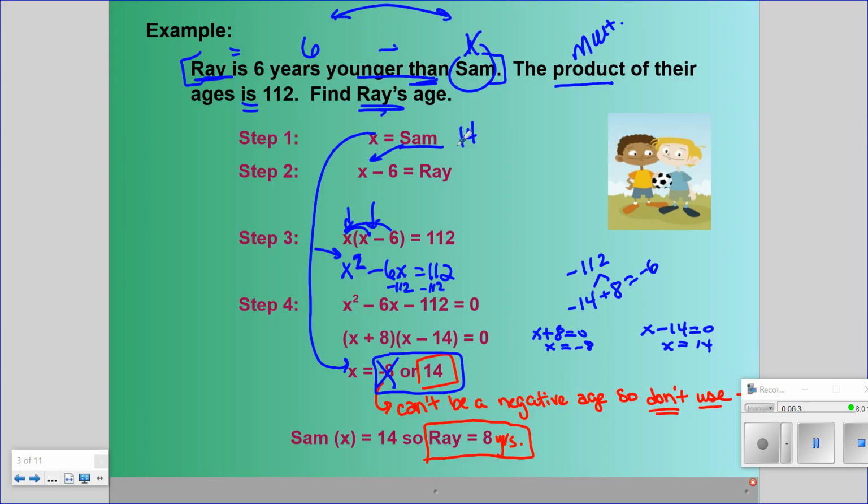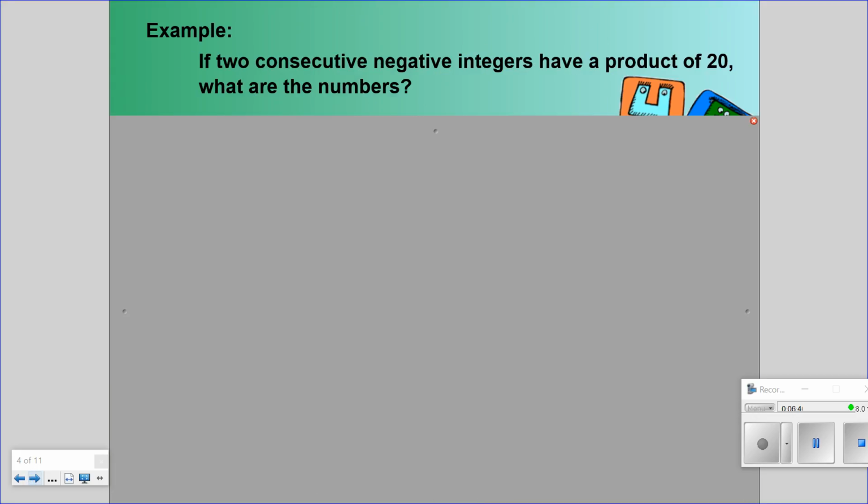If we know Sam is 14, then 14 minus 6 will give us Ray's age, 8. There we go. All right, so Ray would be 8 years old in this scenario. All right, let's look at another one.